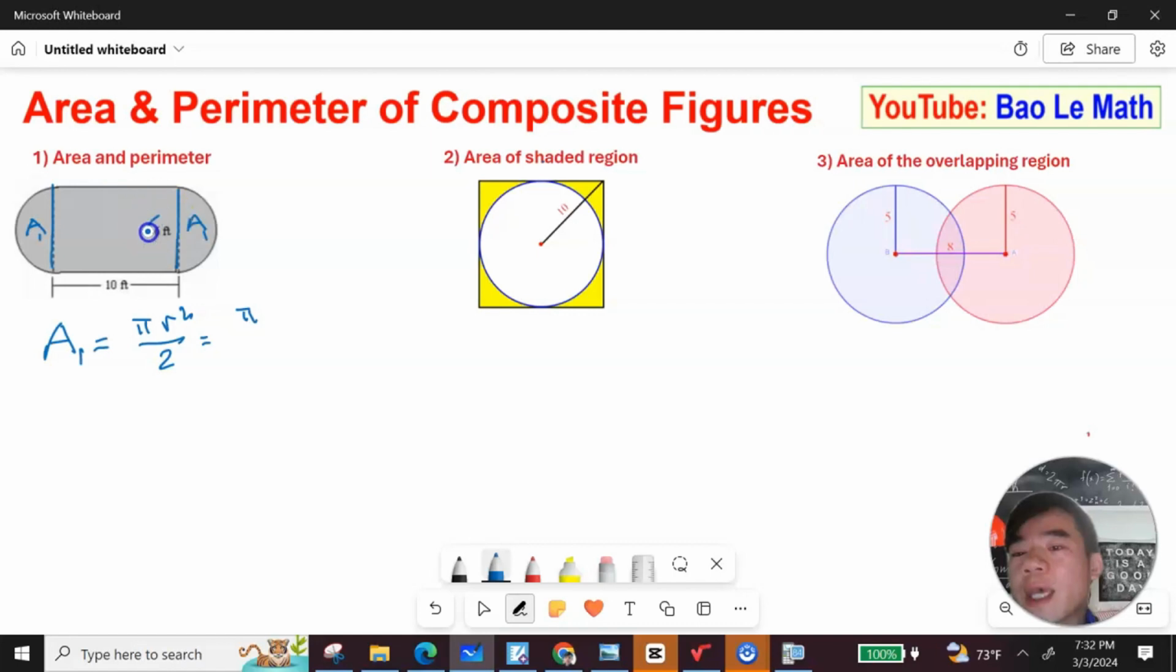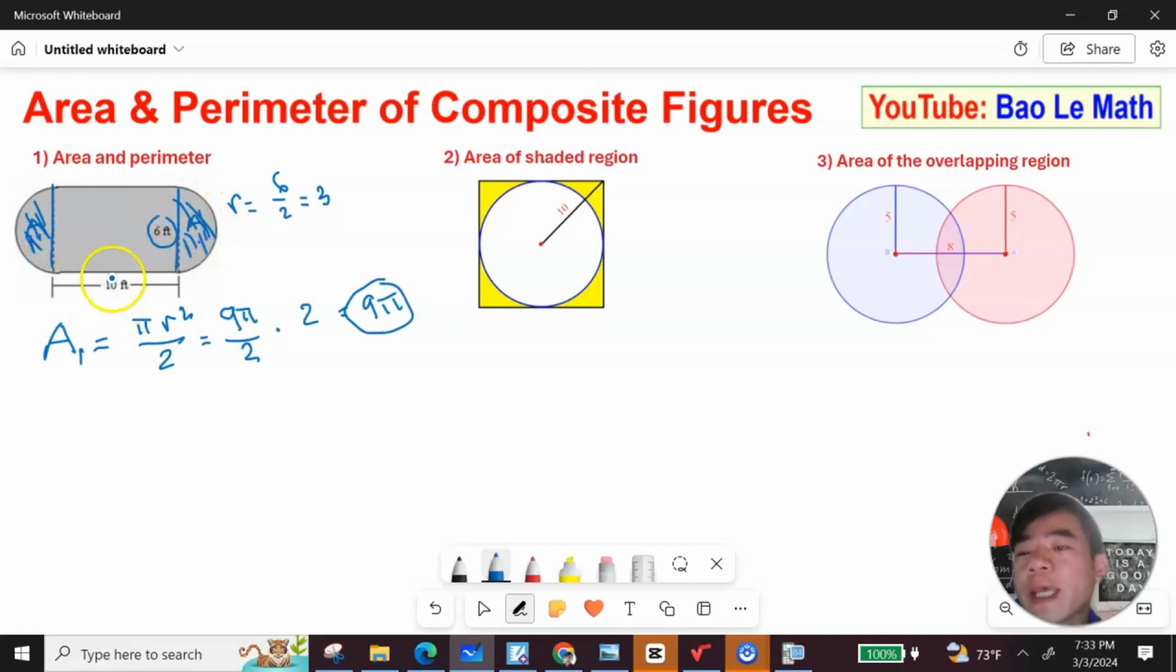We have 6 feet right here. This is the diameter, so the radius is 6 divided by 2, which equals 3. So 3 squared equals 9, and I have 9 pi over 2. Then I multiply by 2 because I have two A1s. So the answer is 9 pi for the left side and the right side together.